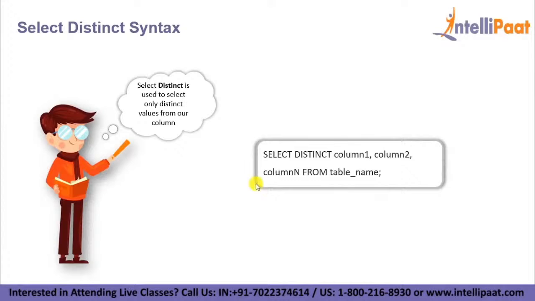A column often contains many duplicate values. And sometimes we'd want to extract only the distinct values from the column. So this is where select distinct comes in. The syntax of select and select distinct is pretty much the same. The only difference is we follow up the select keyword with the distinct keyword.